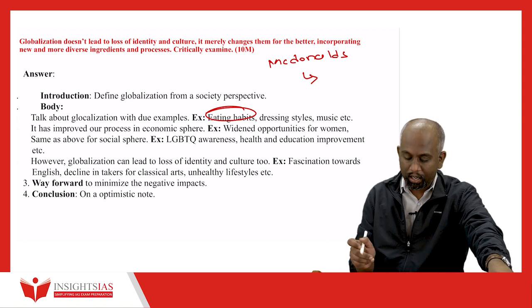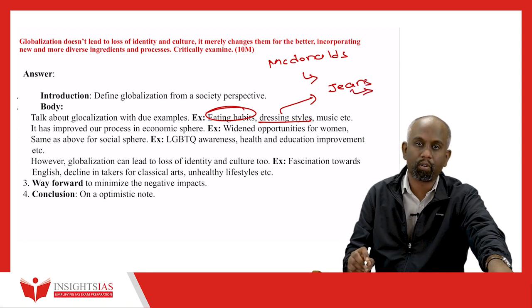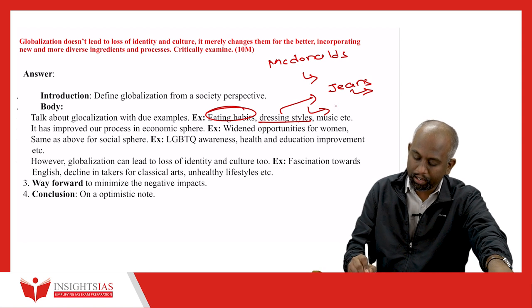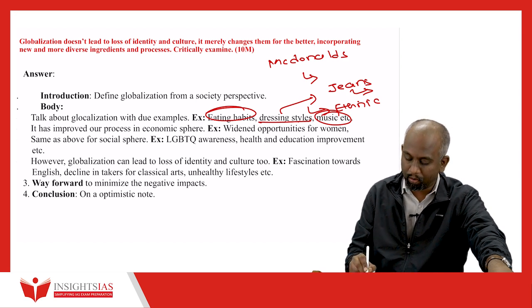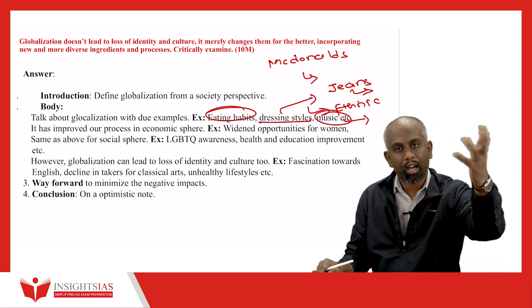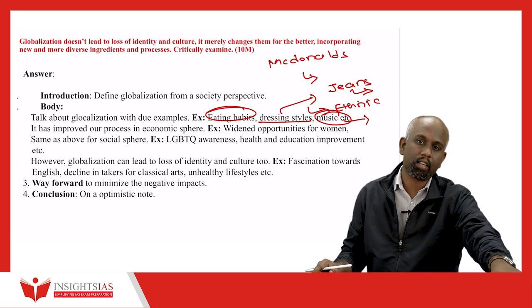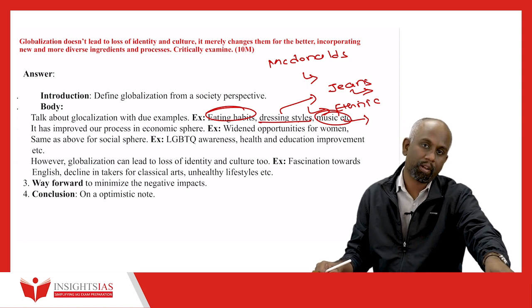You can talk about that dressing style. Yes, we all want to wear jeans and whatnot, Western form of clothing. But when we have festivals, it is again back to that ethnic wear, right? Here we have music. We have already spoken about it. Fusion music, where you have the Western hip-hop music coexisting with the classical music in our country, which is reflected in various cinemas as well, right?